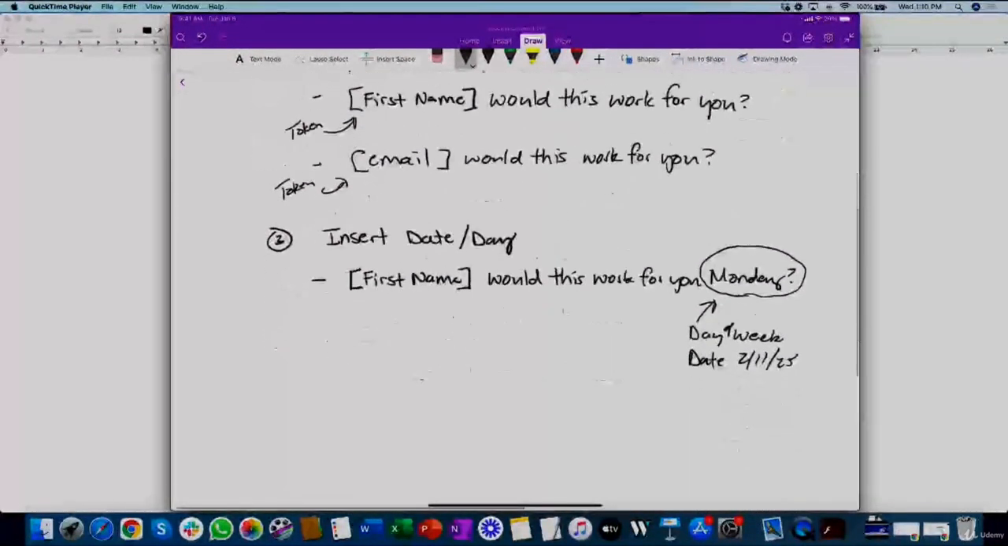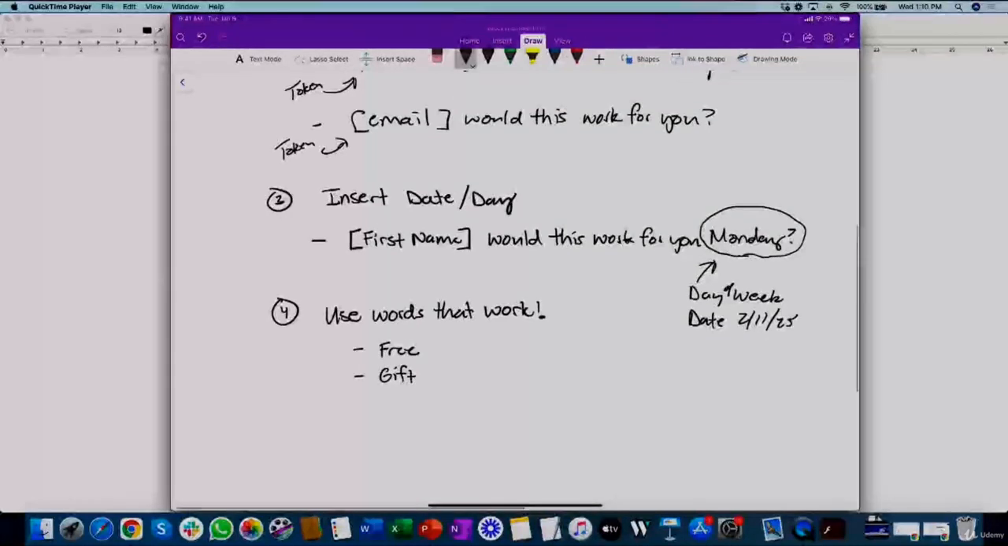Another one: using words like free. So you can use words that work. This is basically the best way I could say it. Words like free, or words like gift. These types of things generate a lot of buzz. They generate a lot of people that are excited about the opportunity to get something for free or to get a free gift.